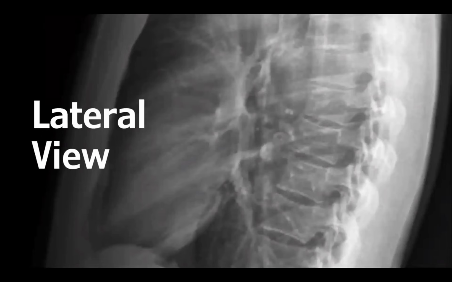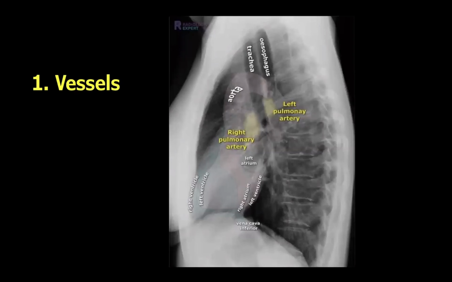Now moving to the lateral view, and the three major points that I want you to really consider when you're looking at the lateral view. First of all, the hilar vessels. That's why I wasn't really touching much upon them, because we will discuss them now.